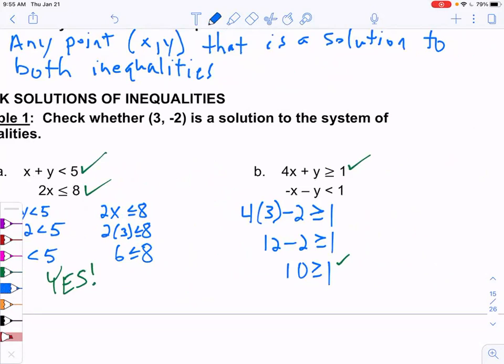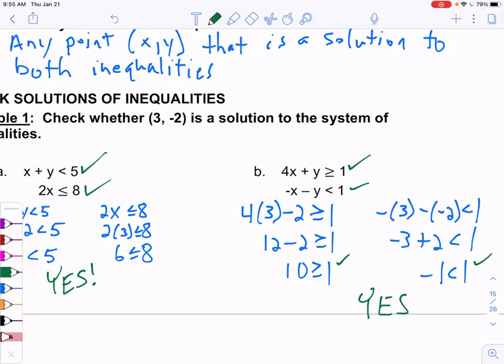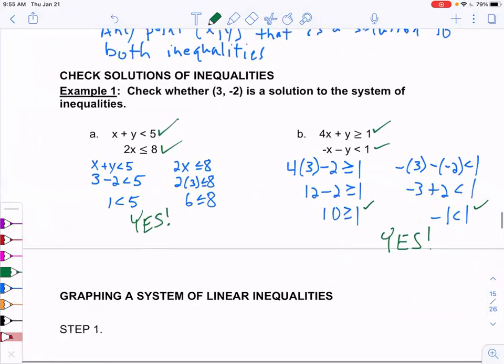Haley, what do I plug in for the bottom one? Good. So then you get -3 plus 2 less than 1. And then we get -1 is less than 1. Does that check out? Yeah. So are these both solutions? Is 3, -2 a solution to both inequalities in the system? Yes, it is. So nothing too hard there.